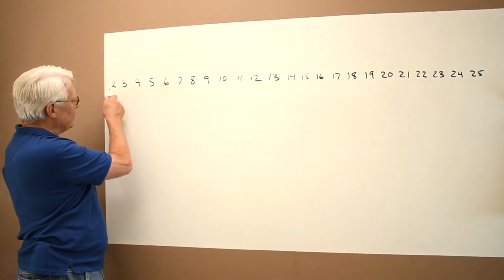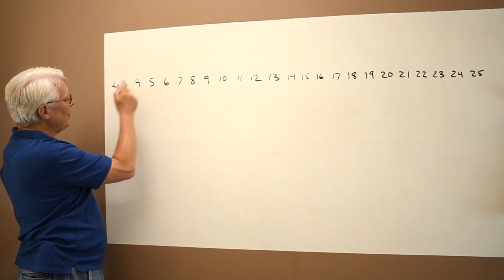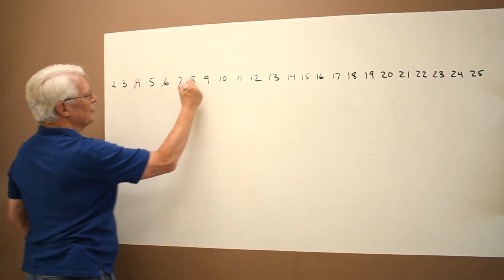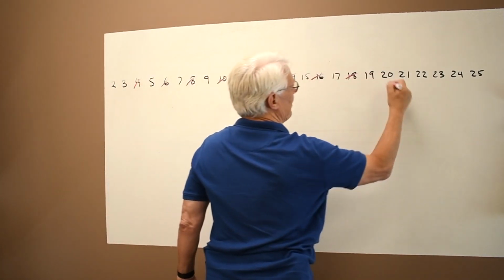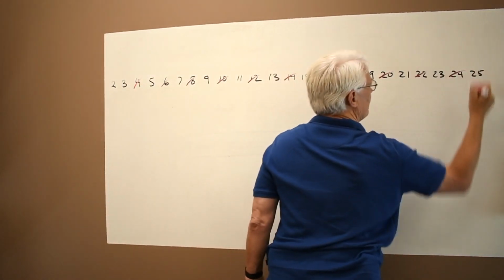You start at the beginning. You assume that that's a prime number. And then you eliminate all the multiples of that prime number, which are all the even numbers here, right? So we're just going to wipe out all the evens. Ding, ding, ding. Okay, nice.